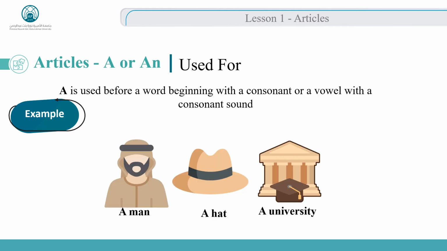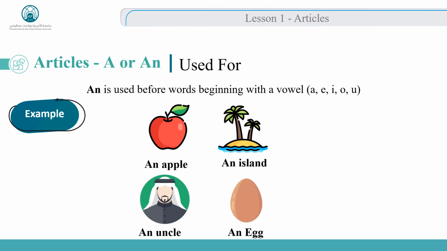We use the indefinite article a before any word which begins with a consonant or a vowel that sounds like a consonant. A man, a hat, a university. The indefinite article an is used with words which begin with a vowel. Remember the 5 alphabetic letters which represent vowels. Examples: an apple, an island, an uncle, an egg.